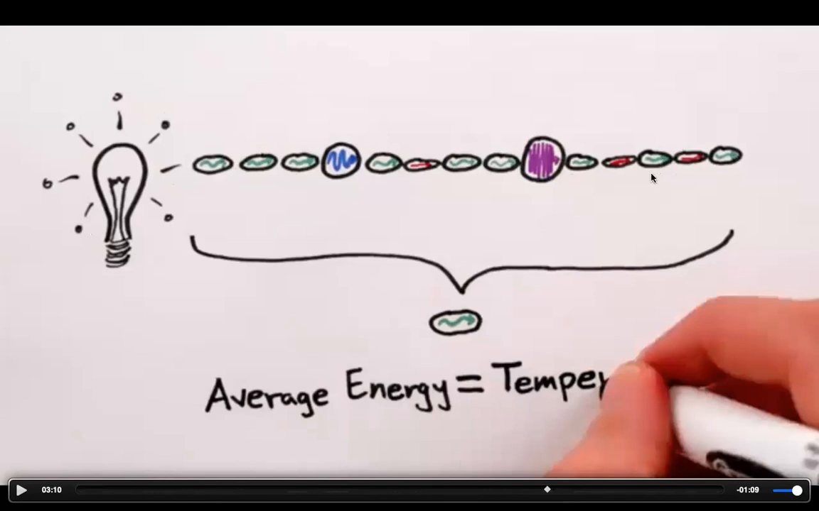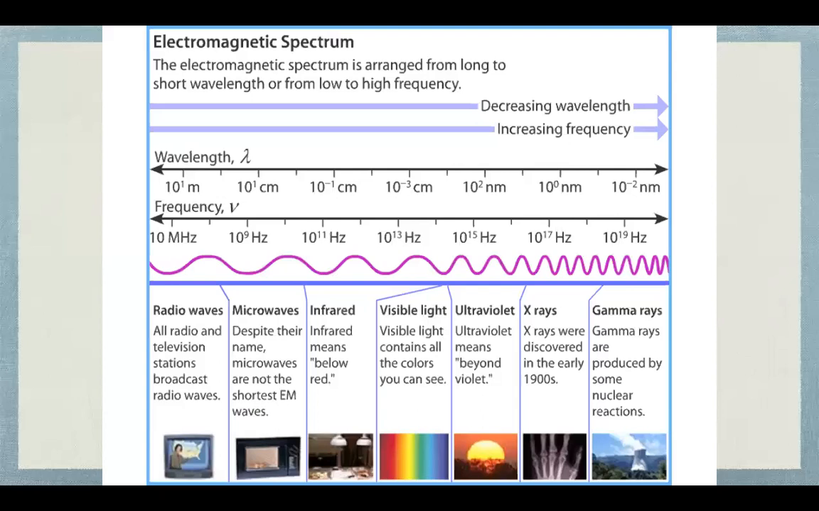Now I want to go back to this. So I want to relate wavelength and frequency to color. So you see here we got the visible light spectrum. Does everybody know the colors of the rainbow? Because that's our visible light. And there's an acronym that you can use to remember.